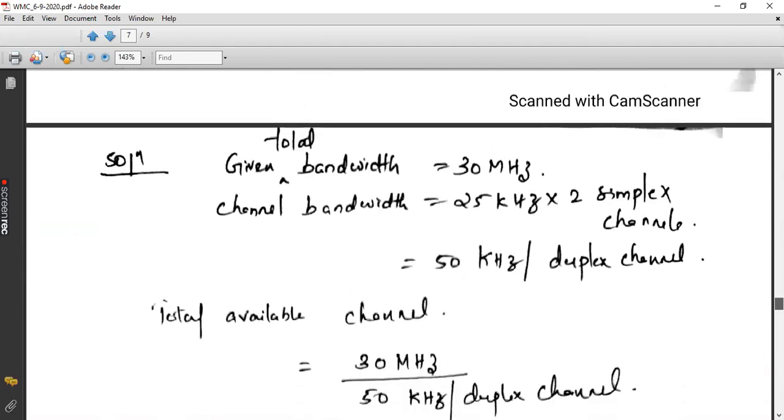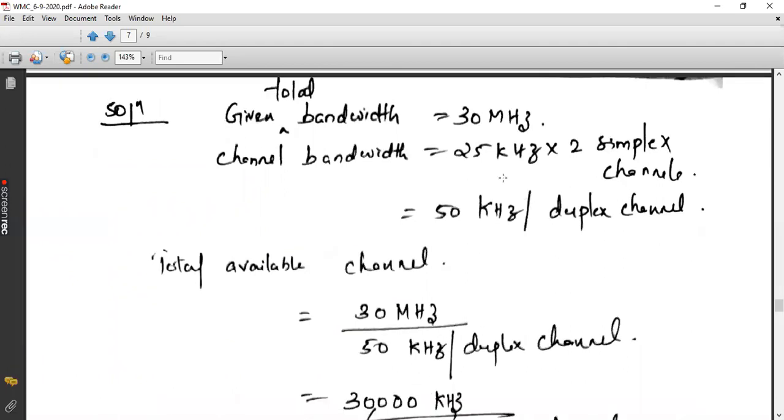As I mentioned in the question, the total bandwidth is 30 megahertz. Out of this 30 megahertz, we are taking the channels of 25 kilohertz. But these 25 kilohertz is mentioned as simplex in the question. So we need to convert into duplex by multiplying by 2, so that the total channel bandwidth will be 50 kilohertz. So for one duplex channel, you are having 50 kilohertz, whereas in terms of simplex, we have 25 kilohertz for one simplex channel.